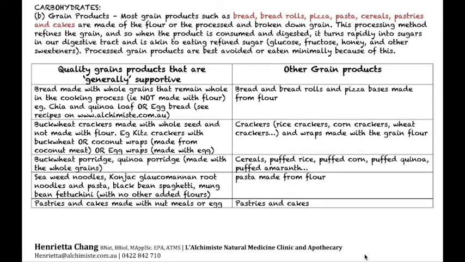For example, if you break down the raw grain of rice, a dried piece of rice, and you grind it down to a flour, then the rice flour can be used to make bread, bread rolls, pizza, pasta, cereals, pastries and cakes, etc. So essentially what happens with this process of breaking down the grain is that it's almost a bit like it's been pre-digested for the body. So in some regards, that's really good. When you consume a grain product, it's a little bit easier for your digestive processes to further break it down and absorb it.